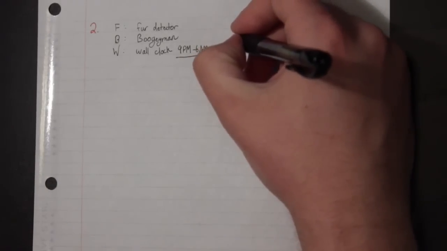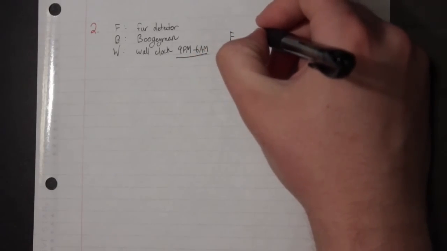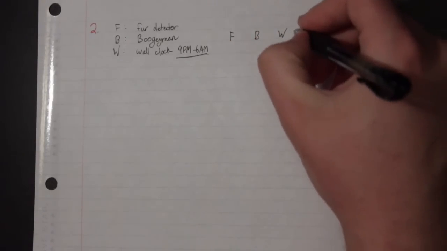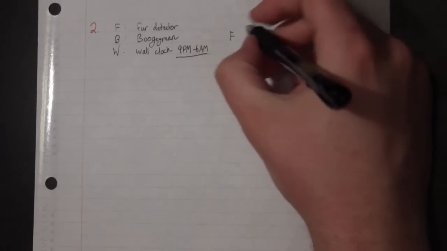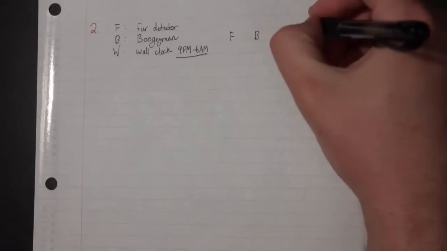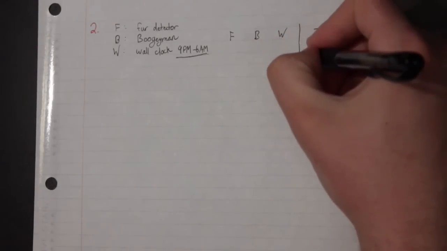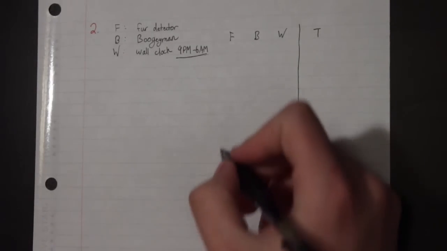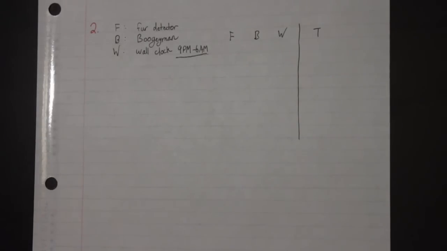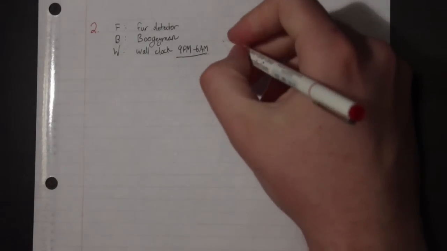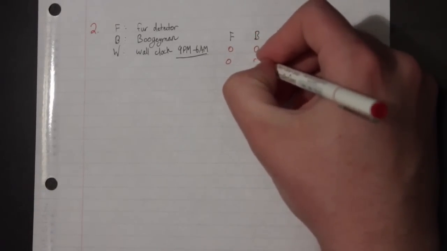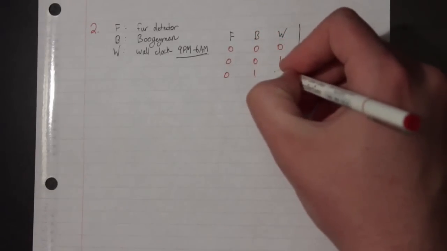So let's go ahead and do our inputs, which are going to be F, B, and W, and then our output is going to be T, which is going to set off our trap. We have 3 inputs, and 2 to the third is 8, so go ahead and make enough room for 8 inputs. So there's 4, and there's 8. Now go ahead and write out 0 to 7 in binary, so I'm just going to enumerate those values. So 0, 0, 0, 0, 0, 1, 0, 1, 0.